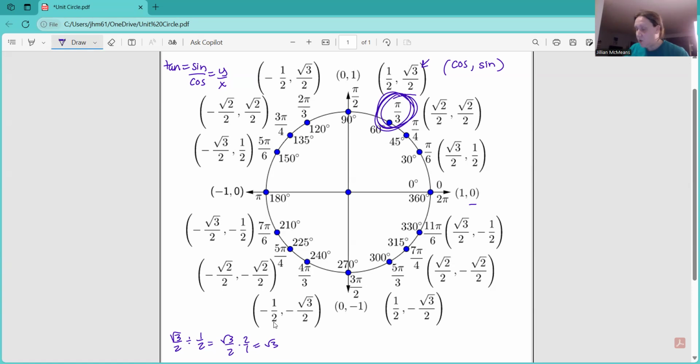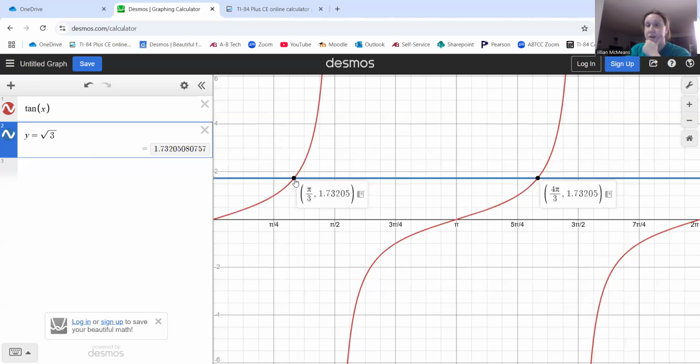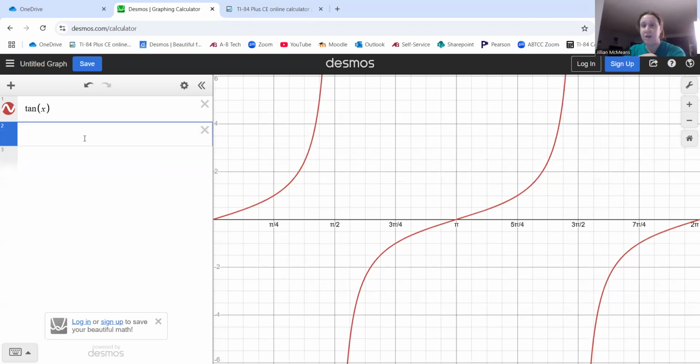And then down here, when cosine is negative 1/2 and sine is negative root 3 over 2, the ratio of that is going to become positive root 3 again. So at 4 pi over 3. Okay, and if we go back to Desmos really quick, we can now verify that on Desmos and on our unit circle, we get a tangent ratio of root 3 at pi over 3 radians and 4 pi over 3 radians. Now let's talk about what it's going to mean if I were to graph tangent of x divided by 2.